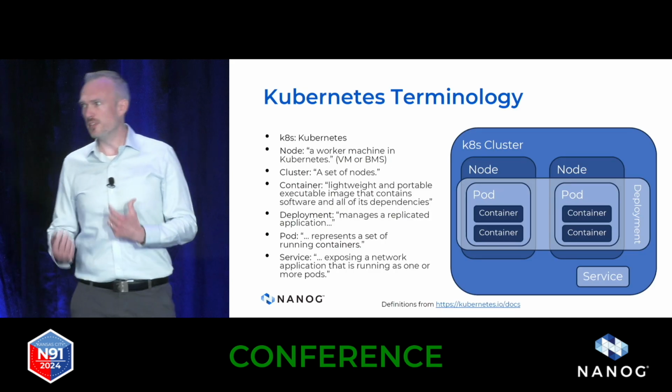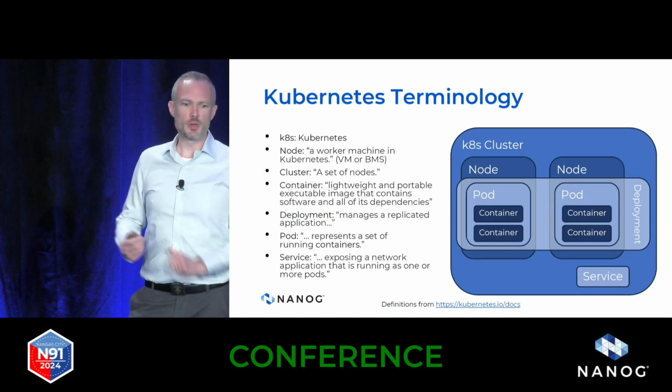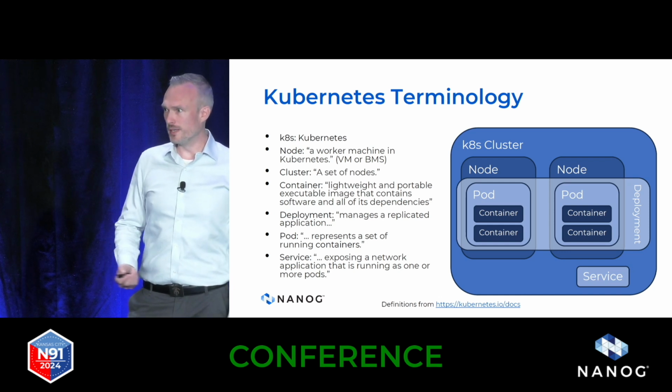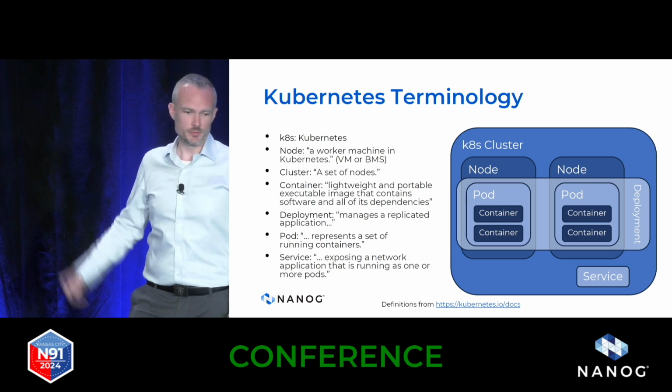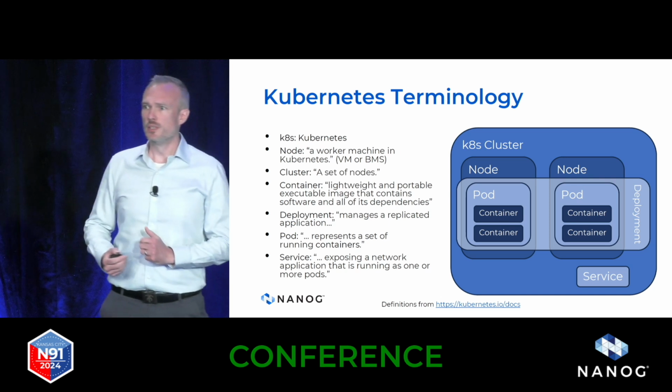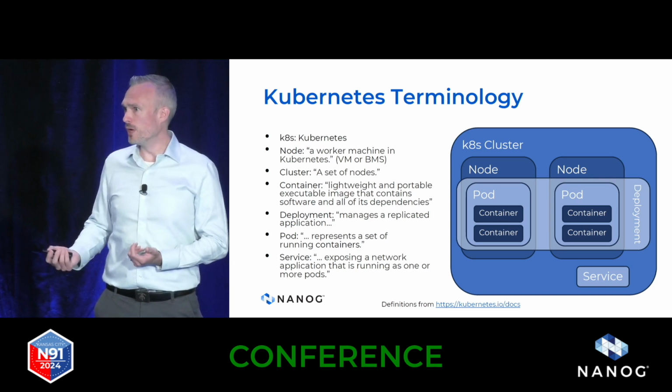So let's talk about some basic Kubernetes terminologies that we'll use throughout this discussion. K8s is just short for Kubernetes because it's a long word to say many times in this presentation. A node is a worker machine in Kubernetes. This can be either a VM or a bare metal server.